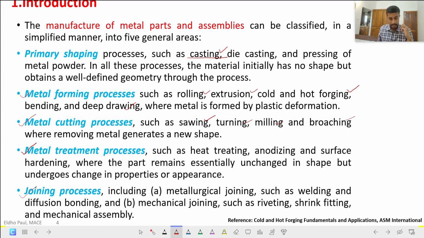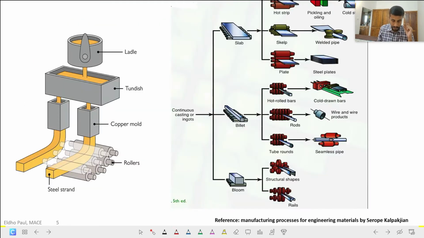Out of these five different manufacturing processes, the metal forming process is a very important one, because in most industries, for mass production of components or parts, the metal forming process is used. That is why we are concentrating on this area, the metal forming process. So let's see an example here.